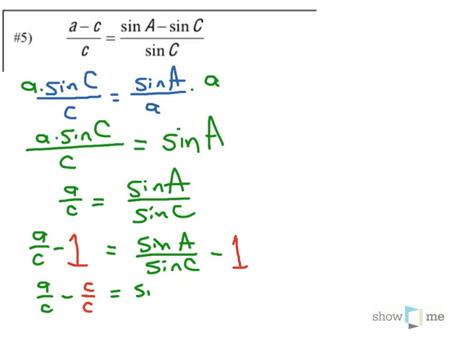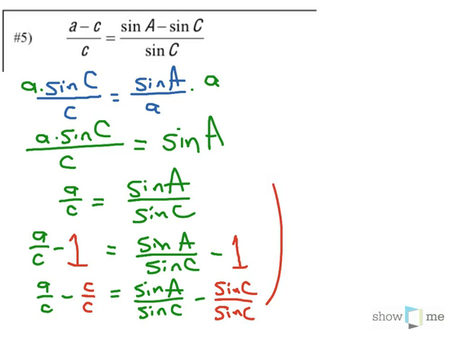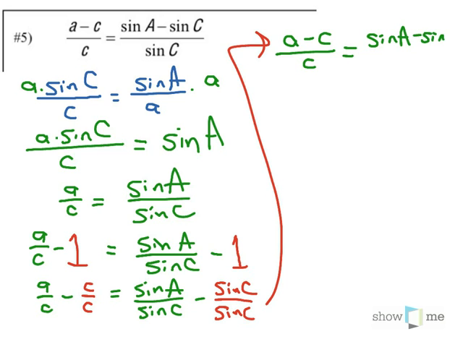On the right, if you're trying to subtract a 1 from a fraction, you need common denominators. The denominator would be sine of C. Sine of C over sine of C is the same thing as 1, just looks different. Then, to subtract your fractions, you subtract your numerators and leave the denominator the same. If we do that, we end up with what we were trying to prove, which means we're finished.